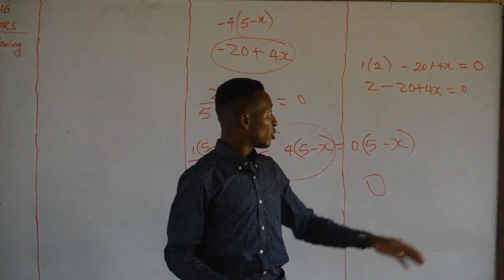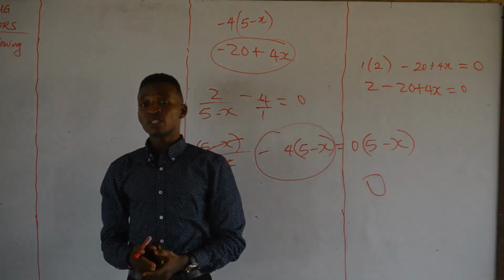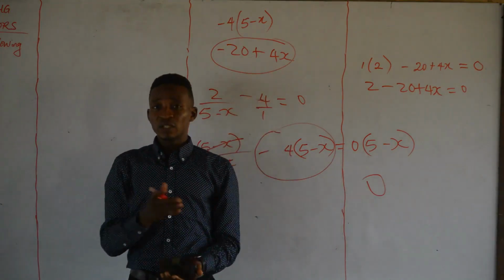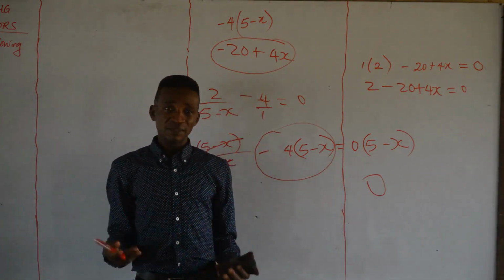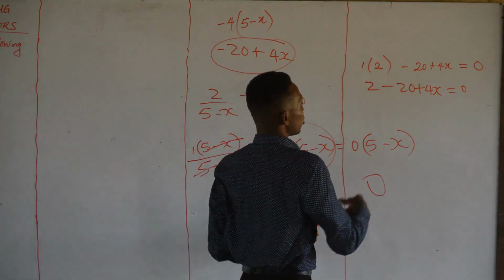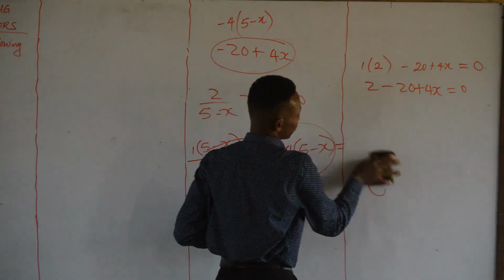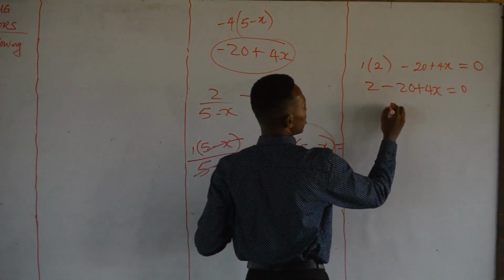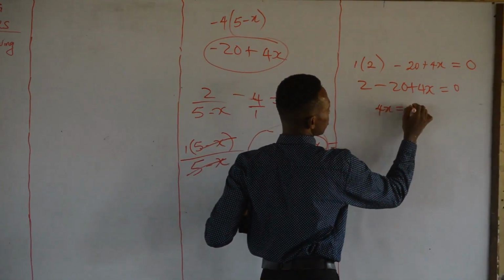So when you solve this down, it is the same procedure we started with. Collect your like terms. After collecting the like terms, then divide both sides by the coefficient of x. So let's collect our like terms here now. So this becomes 4x equals 0.